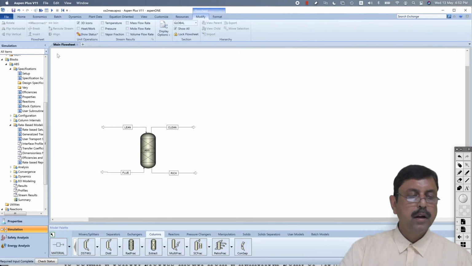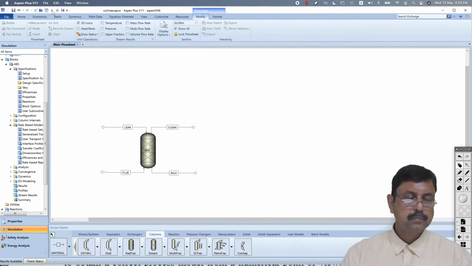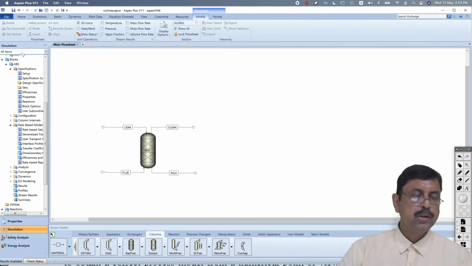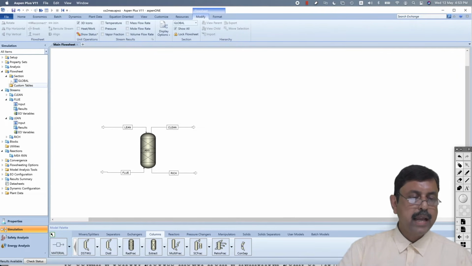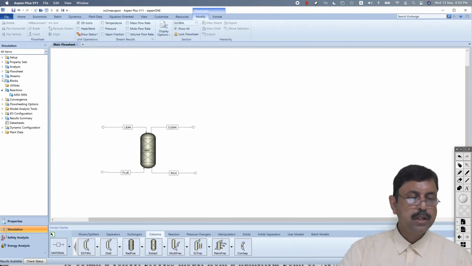Okay. Now run it once again. Okay. Now it has converged. So we are happy that we have a converged solution.